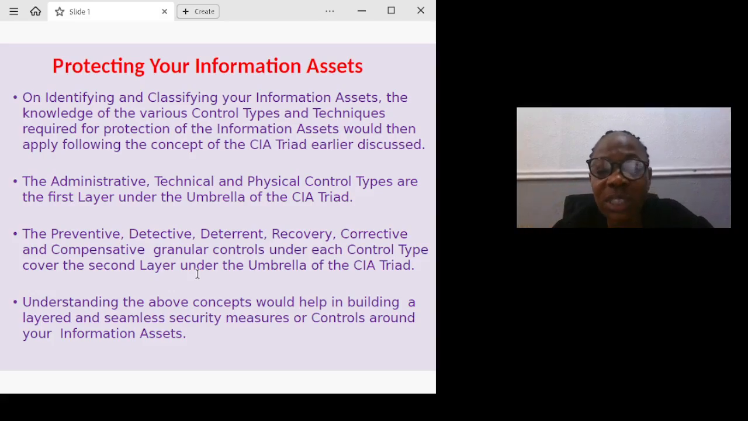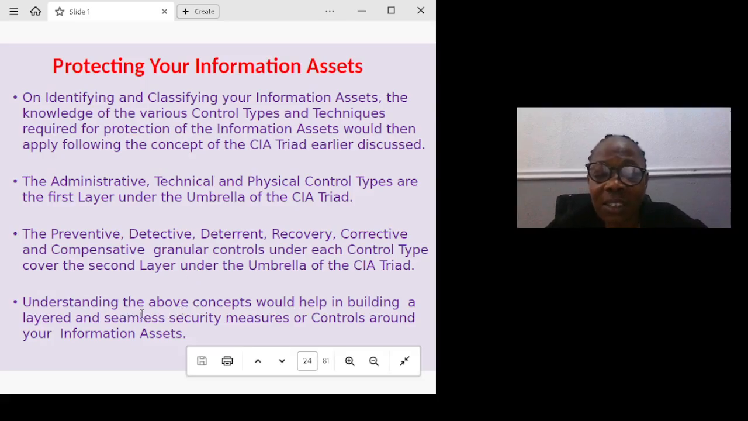So just notice that we have about 7 measures of control. That is the preventive control, detective control, deterrent control, recovery control, corrective control, compensative control, and, what do you call it, directive controls. And that is what we are going to be discussing in the next slide.